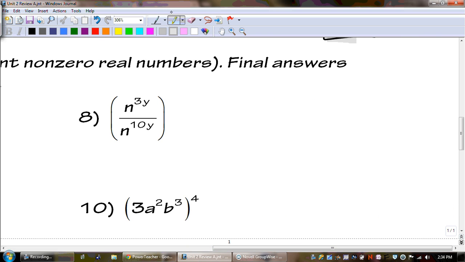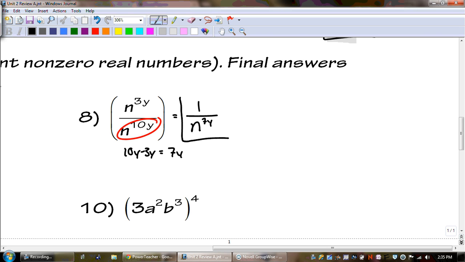Okay, number 9. We're dealing with the same base. Okay, they're both n's. So who wins? Does the top win or the bottom win? Well, the bottom wins. And all we would do would be to subtract the 10y minus 3y, which gives us 7y. And just remember, we said that the bottom wins, so that n to the 7y has to be on the bottom, and then there's going to be a 1 on the top.